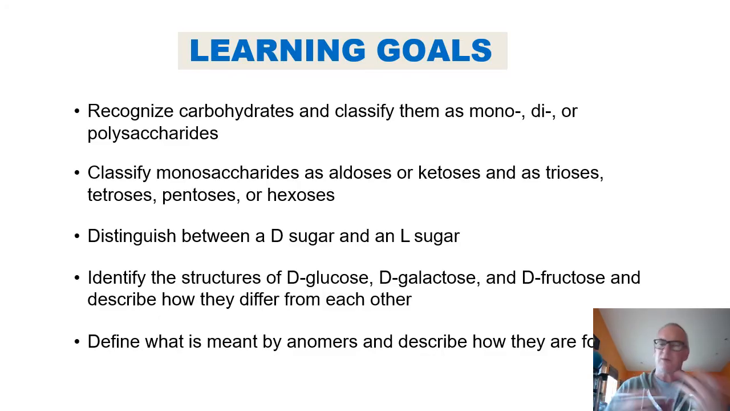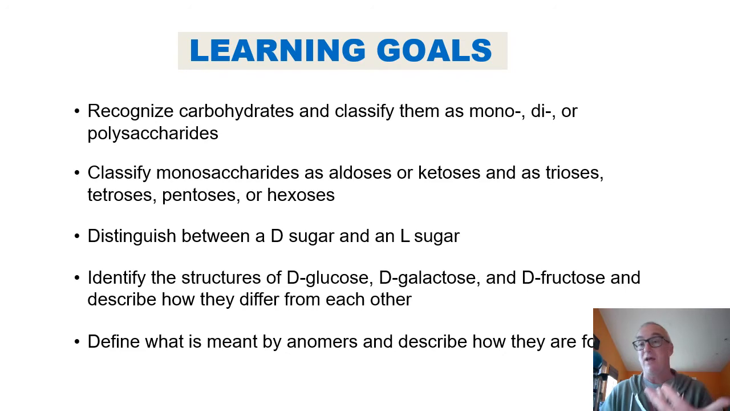So we're going to recognize what carbohydrates look like, starting with the simplest: monosaccharides, disaccharides, two of them linked together, and then polysaccharides. Then we'll be able to classify individual molecules as aldoses, which are the ones that have aldehyde functional groups, ketoses, which have ketone functional groups, and then triose, tetrose, pentose, hexose, depending on how many carbons there are. And then starts to come the stereochemistry, which, like I said, is going to be super, super important.